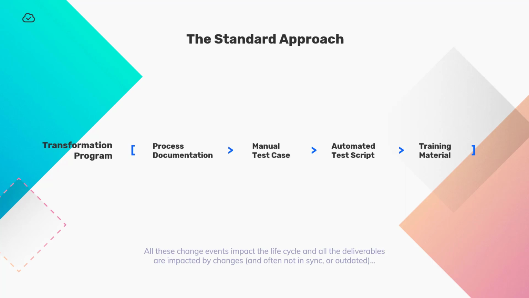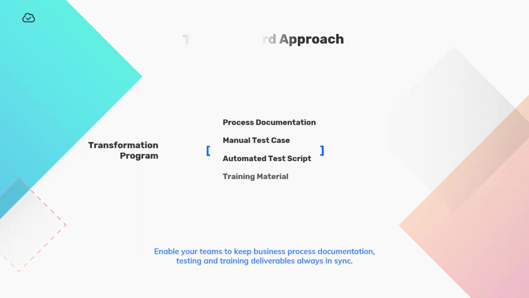Now, you don't only have to do that on the implementation, but every time you make a change to the application once it is in production, you have to update your business process documentation, you have to update your manual test cases, you have to update your automated test scripts, and you have to update your training material. When in fact, you're actually describing more or less the same change, but for different deliverables. So if you're making a change to your sales order process, you're updating the sales order process documentation, you're updating the sales order manual test case, you're updating the sales order test automation script, and you're updating the sales order training material. And that's exactly the kind of problem that we're trying to solve with Qualibrate.